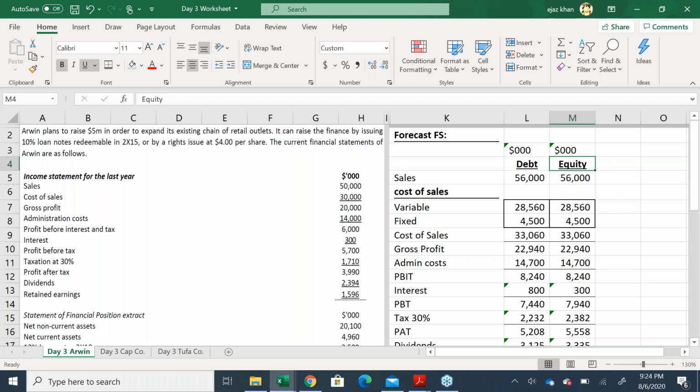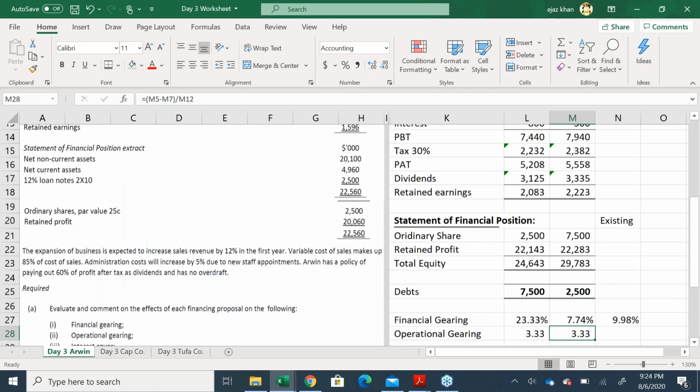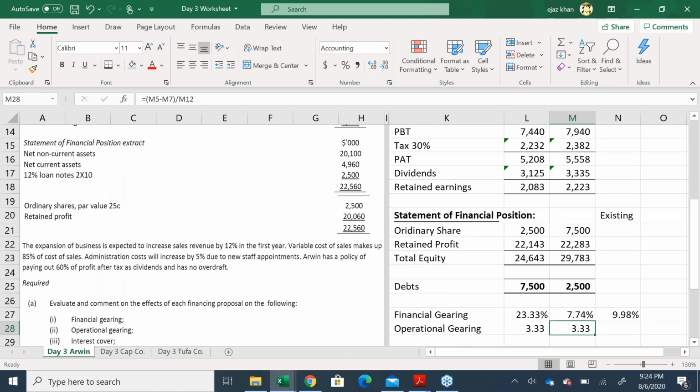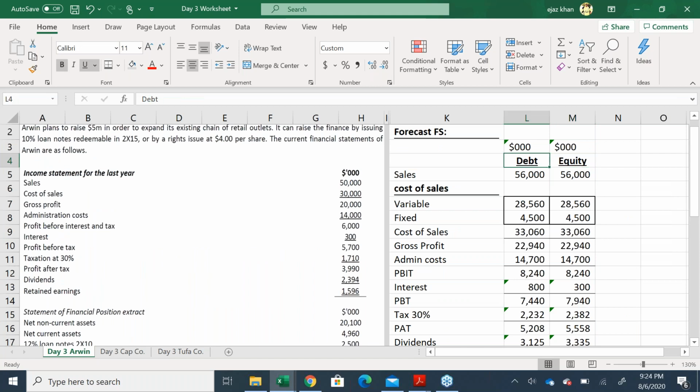No, unfortunately, no answer is correct. Because operational gearing, as I told you, shows your business risk, not the financial risk. And choosing debt or equity is a financing decision, and this change should always be reflected in your financial gearing, not the operational gearing.